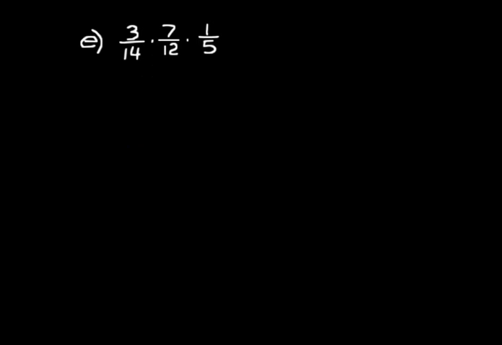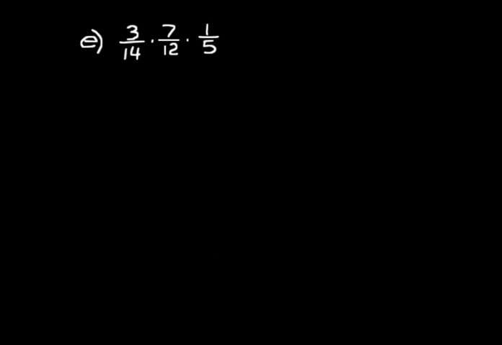Look at this problem. 3/14 times 7/12 times 1/5. See if you can reduce that before you multiply. Now, let's not switch everything around. That just kind of wastes time.